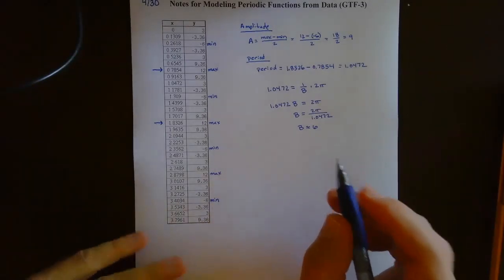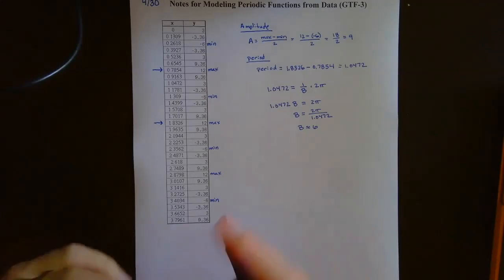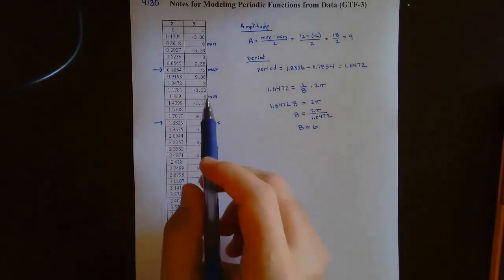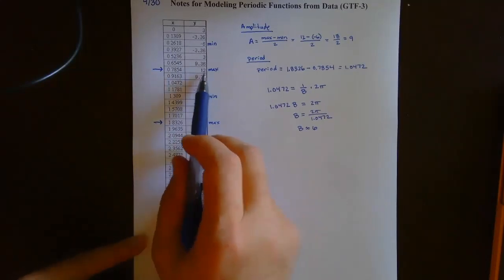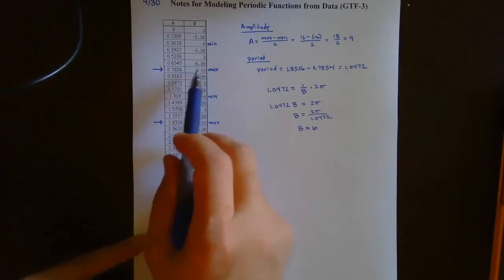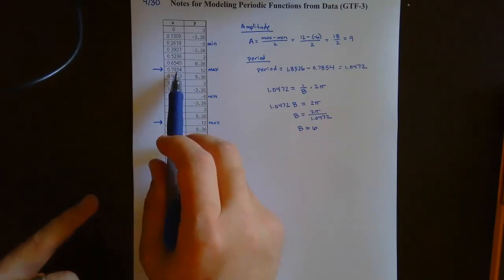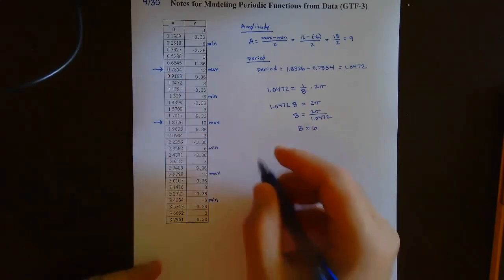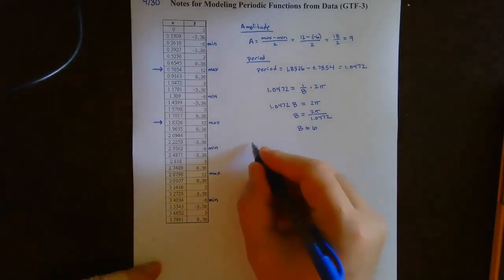Now we got to find the c. The c value is the translation to the right. And what happened is for cosine, and this is why we use cosine to model, the max usually starts at 0. But I look and this max is at 0.7854. That means it shifted to the right from 0 that amount. So that's going to be our c, and that's our phase shift.